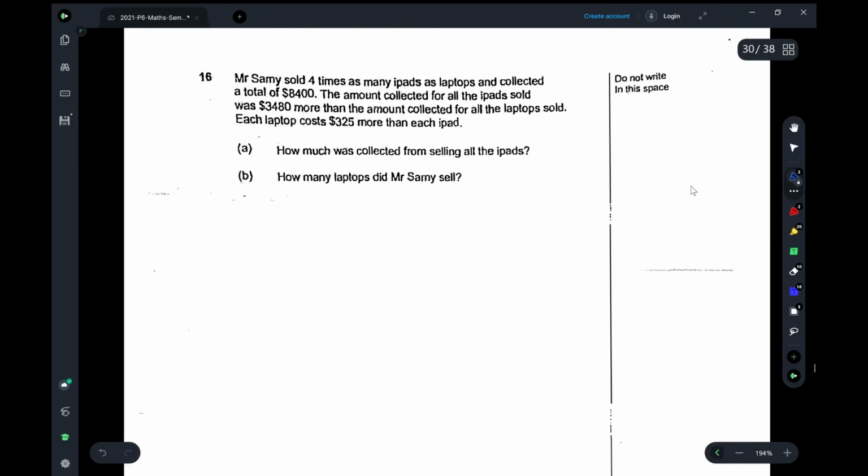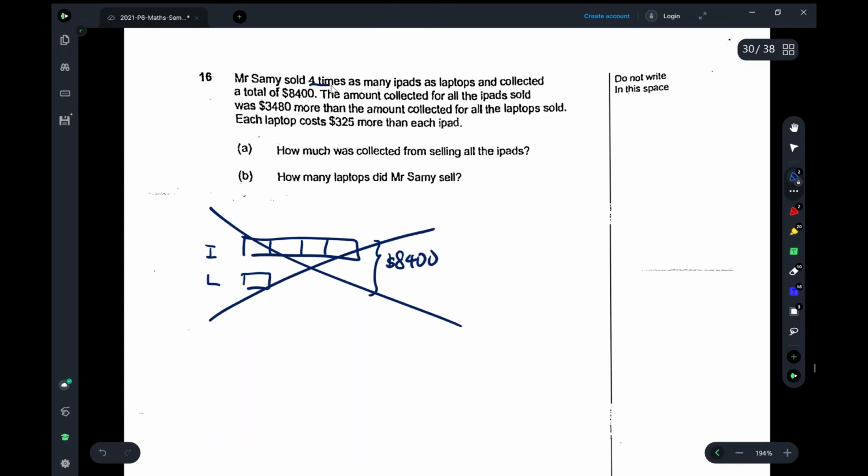Alright, second last question. Mr. Sami sold 4 times as many iPads as laptops and collected a total of $8,400. A common mistake that students will make is they will draw 4 units of iPads, 1 unit of laptops, and equate it to $8,400. This is wrong. This 4 times is about the number of iPads and laptops, whereas this is about the amount collected. So equating the 5 units to 8,400 is wrong. Money is for money, numbers is for numbers, do not mix them up.